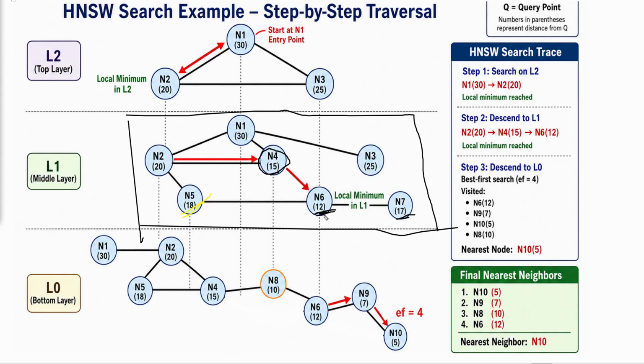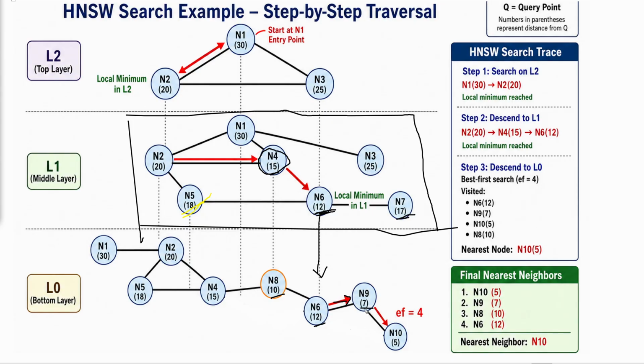So we need to again go down. Now we will come here. Now we will check the neighbors. The neighbors are 10 and 7. Out of these three, which one is minimum? This is minimum, so it will go this side.